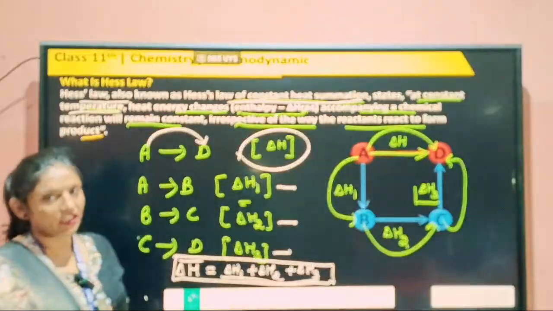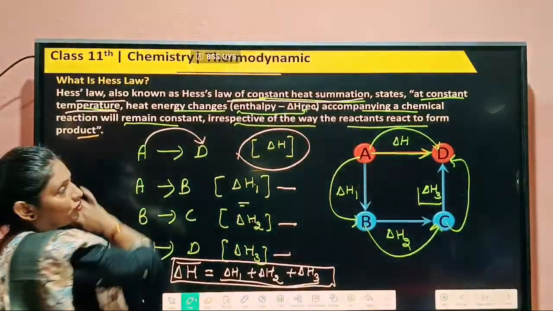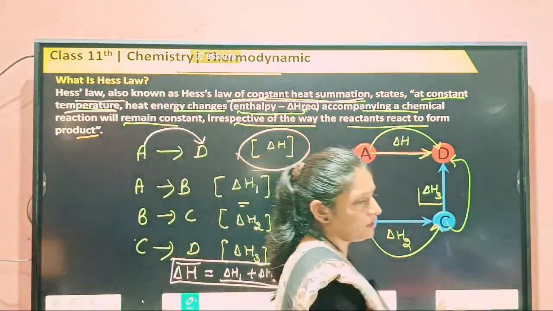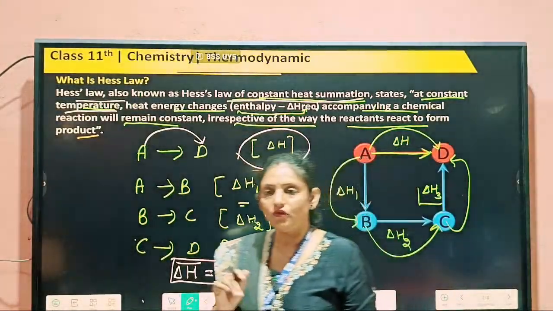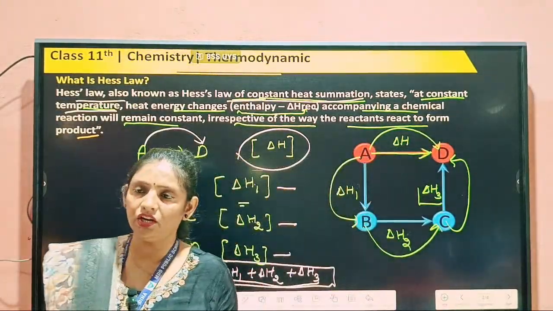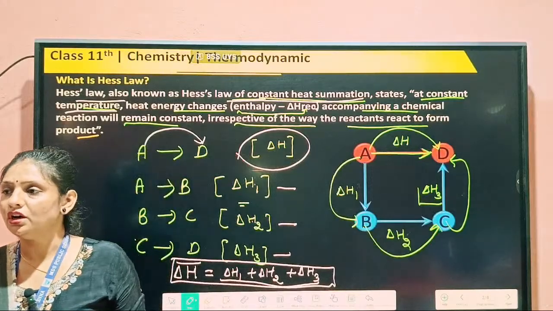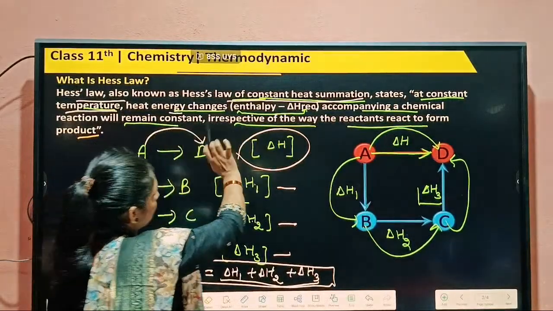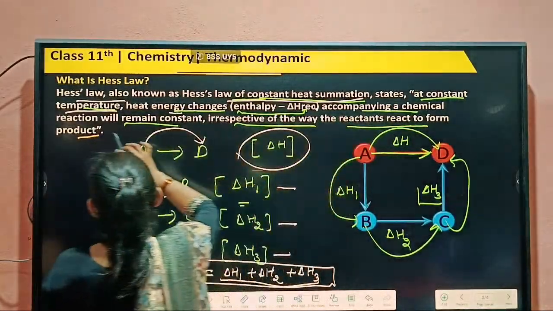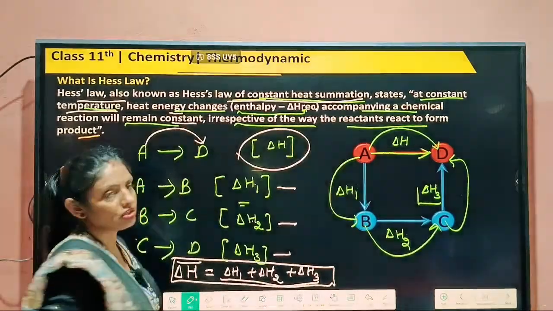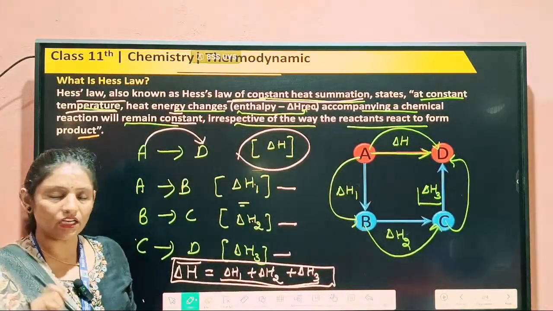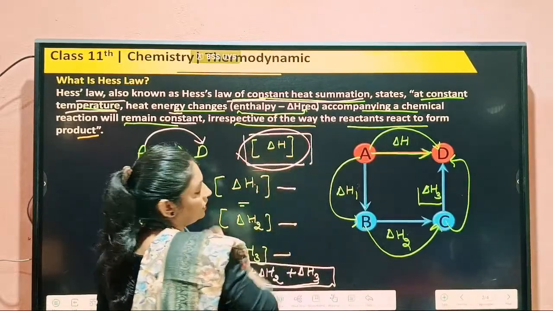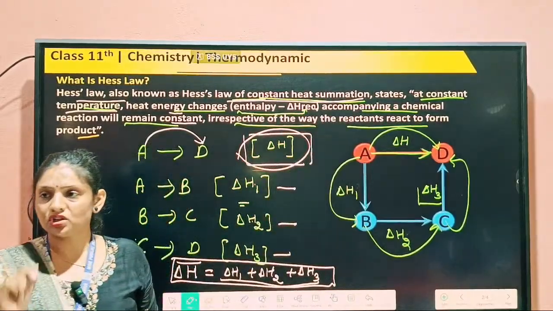What is the condition here? Temperature should be constant, because if we increase the temperature, then there is a change in enthalpy also. So what is the condition we need to follow? Temperature should be constant. At constant temperature, the heat energy change accompanying a chemical reaction will remain constant. The heat energy change that takes place during a reaction is constant.